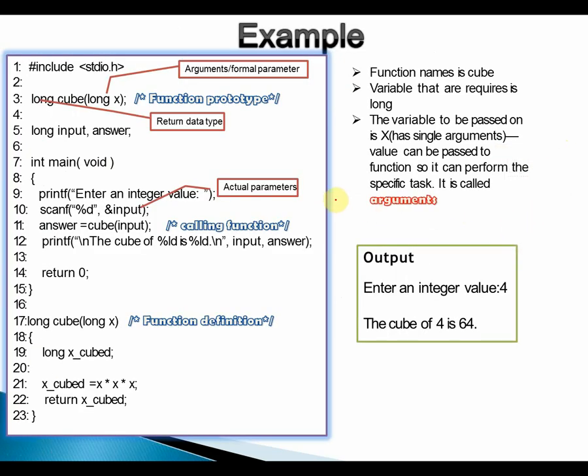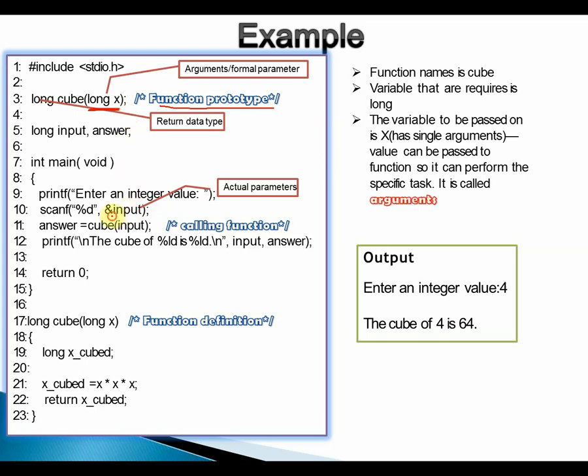Now this is an example program to find the cube of a number. You see this line is the function prototype, also called the function declaration. Over here, this long x is nothing but a formal parameter. The parameter which is present in the function declaration is termed a formal parameter.